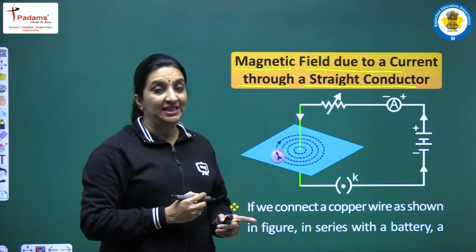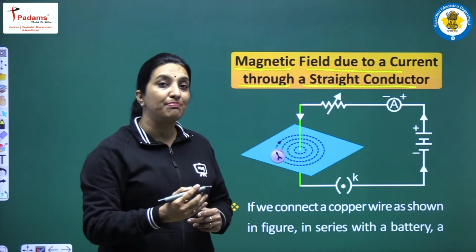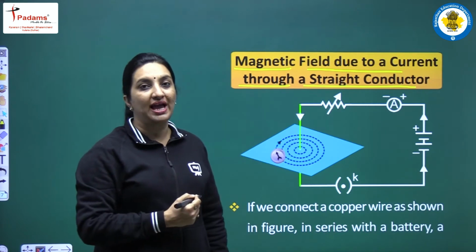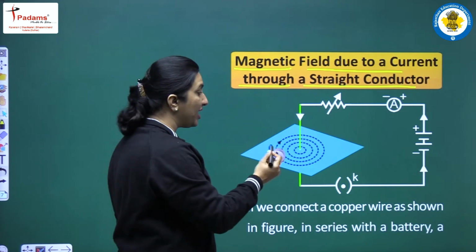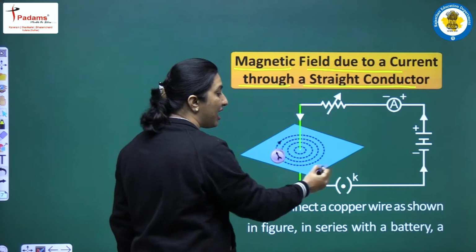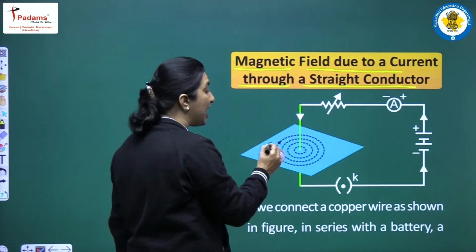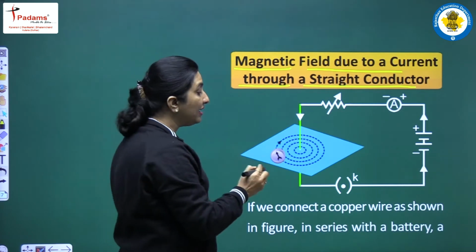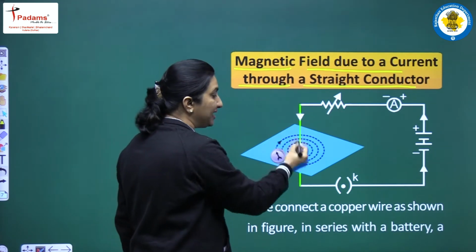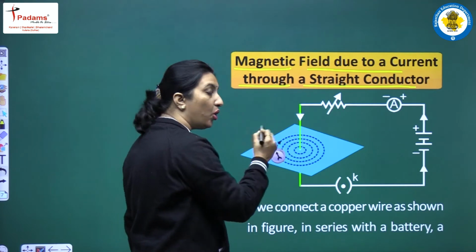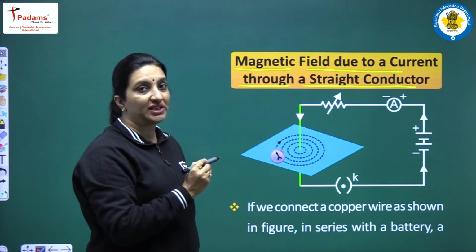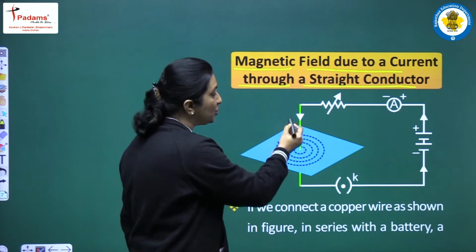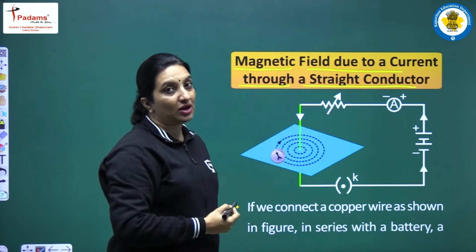Now let's see how this magnetic field appears if we perform such an experiment. Here we have taken a cardboard held stiff and sprinkled certain iron filings over it. This copper wire is made to pass through a hole at the center of the cardboard. Here you can see, students, this green wire is the copper wire.